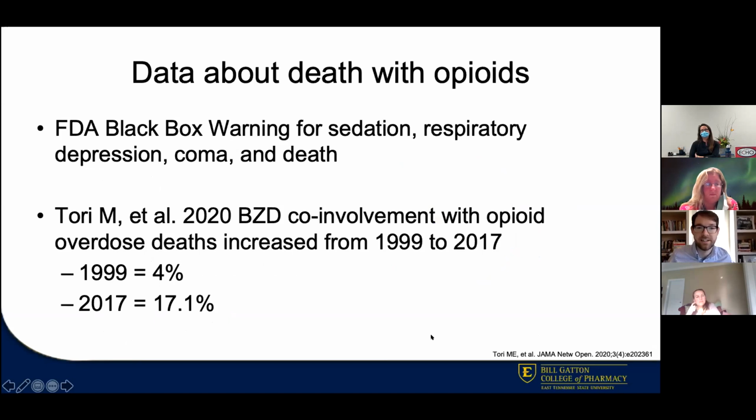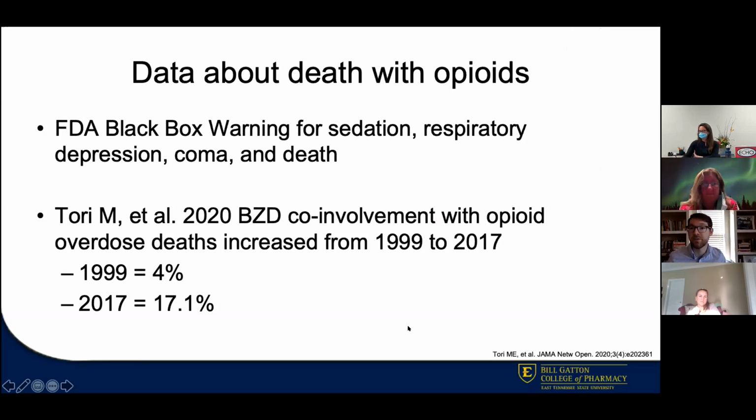And like I said, benzodiazepines and opioids, not good. It really increases risk for overdose. And so the FDA relabeled both benzodiazepines and opioids, warning about risk for overdose with sedation, respiratory depression, coma, and death.